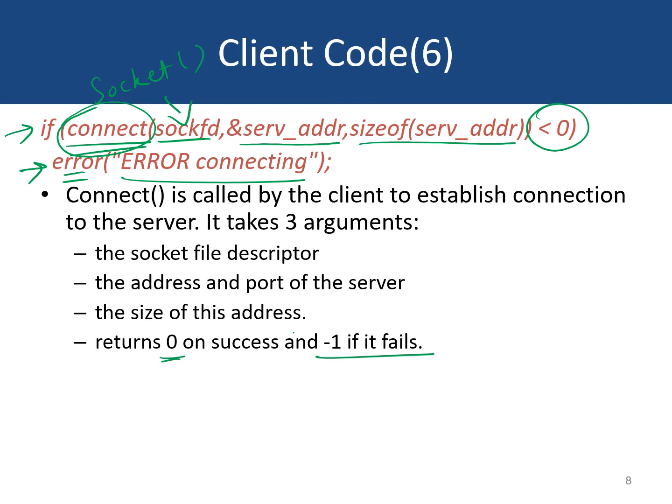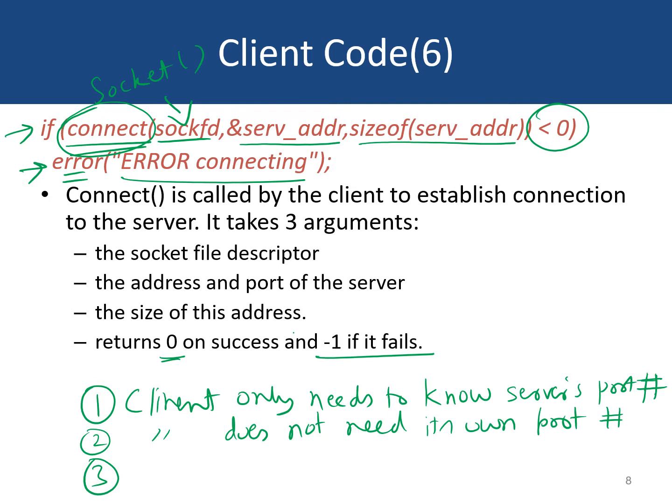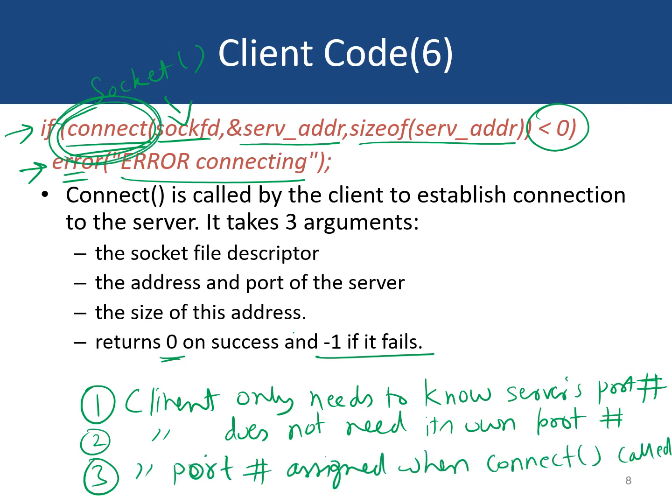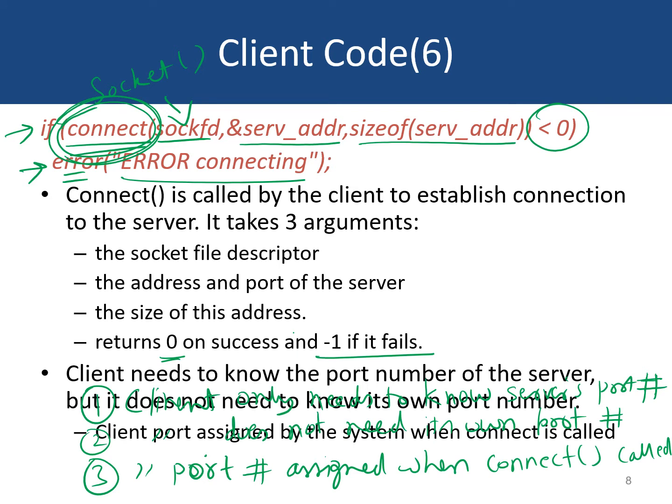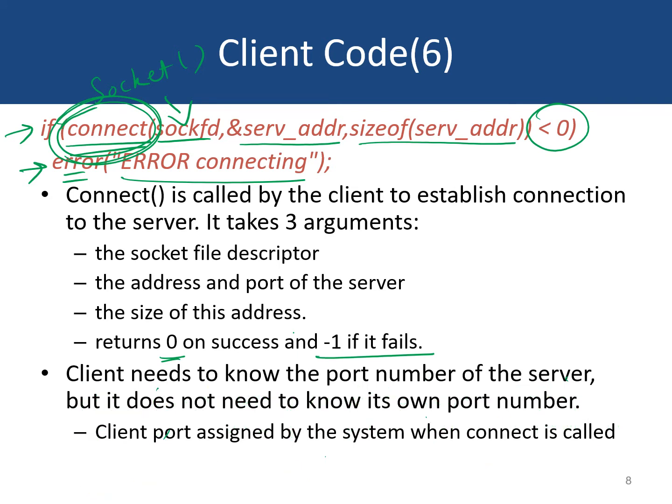At this point, before moving forward, it is important for us to realize that the client program only needs to know the port number of the server machine. It does not need to know its own port number. The client's port number would typically be assigned by the system when the connect function is called. Now these facts are summarized over here as well.